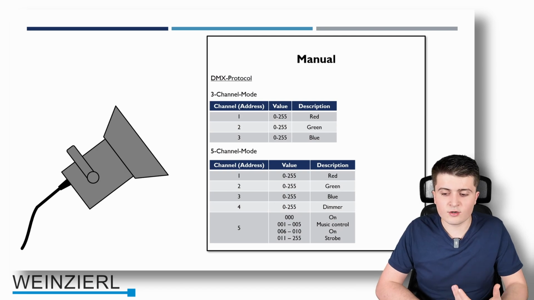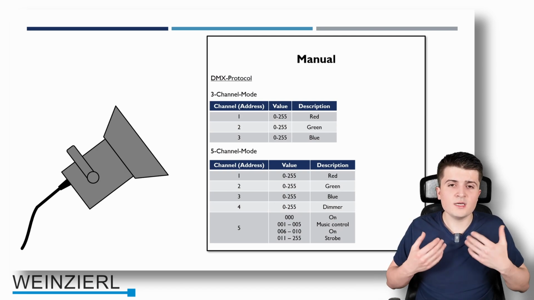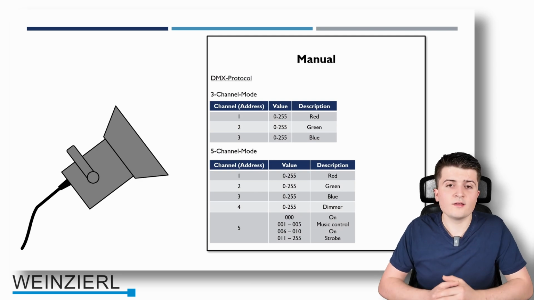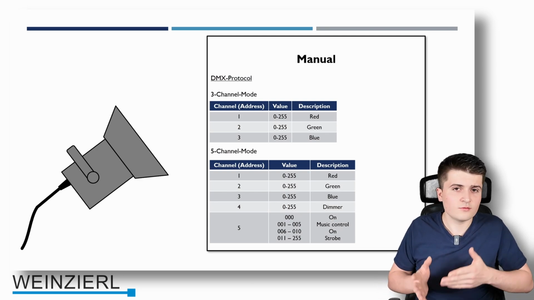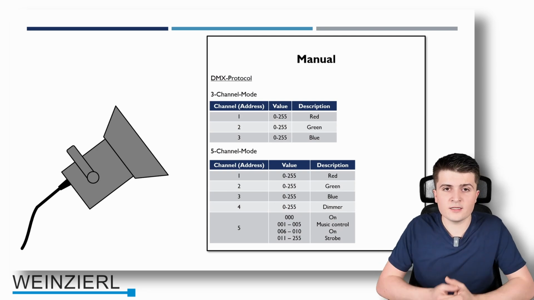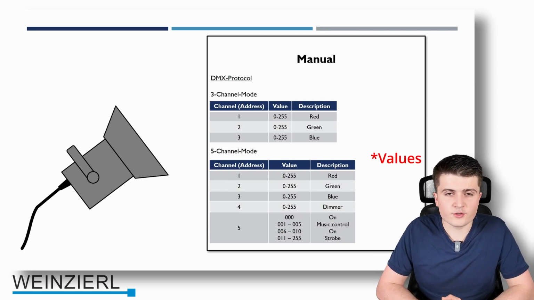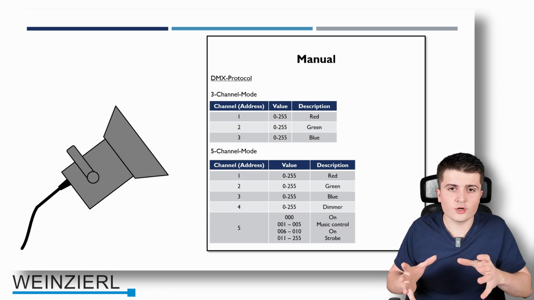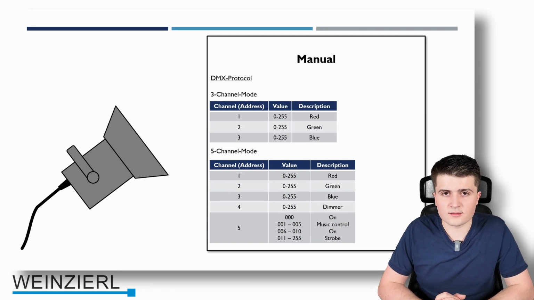So here we can see that the values 0 and 6 to 10 mean that the light is simply being turned on, while the values 1 to 5 are for music control, so that's, let's say, an internal effect this specific light supports. And then you can see the addresses 11 to 255 support a strobe mode internally by the DMX light itself.